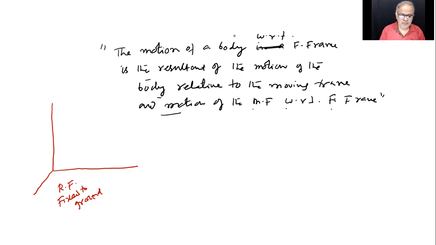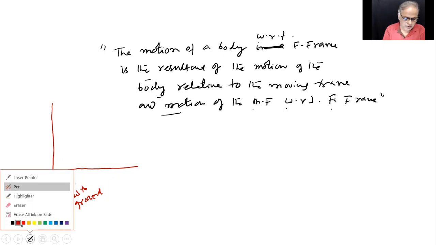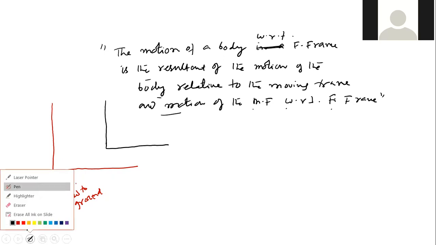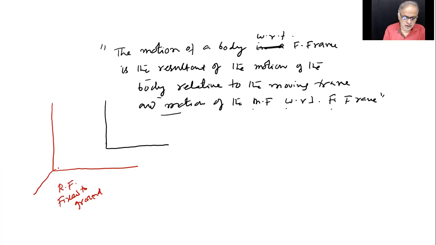And there is one more reference frame, the moving reference frame. I do not have to mention the body here. There is a moving frame. This is moving with respect to the what? Fixed frame. Fixed frame, that's correct. So you can give a position coordinate for that. This is the origin of that reference frame. We can call it the S frame. This is the S dash frame. This is the Z axis.